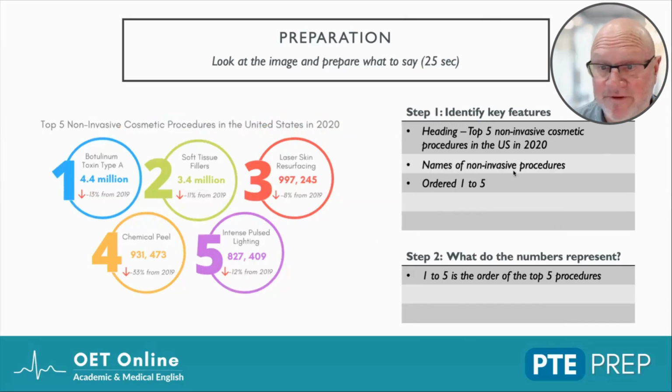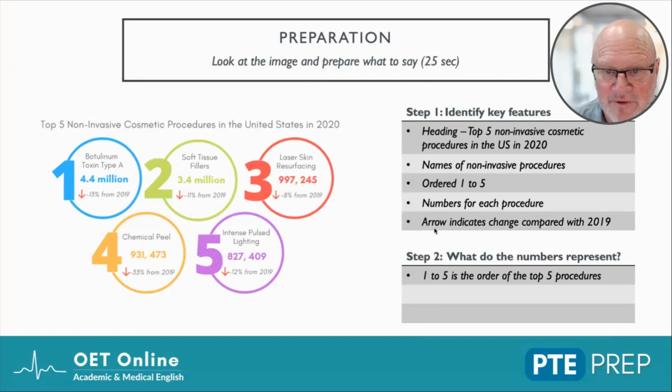They are the names of the non-invasive procedures. They're ordered 1 to 5. We've got the numbers of each procedure here. And we've got an arrow which indicates a change compared with 2019.